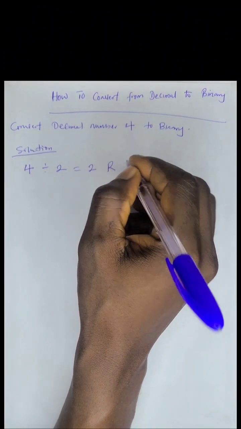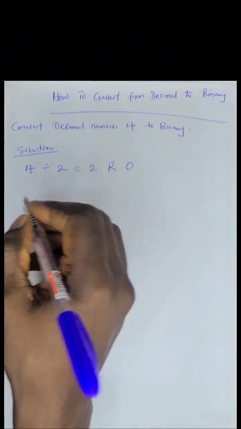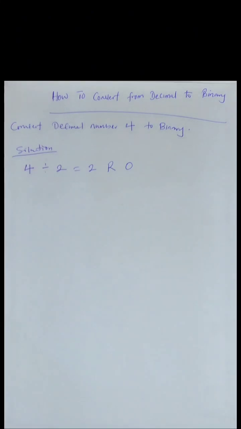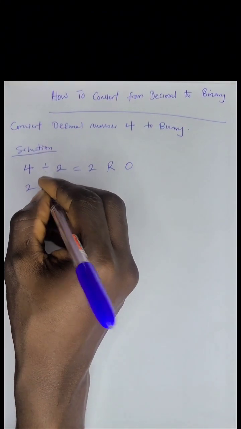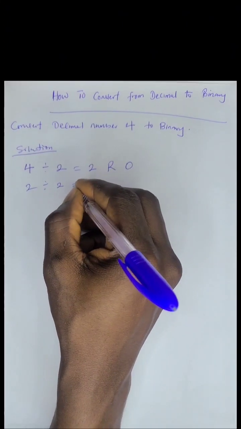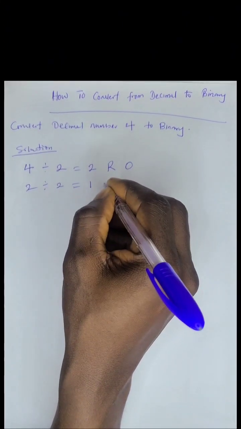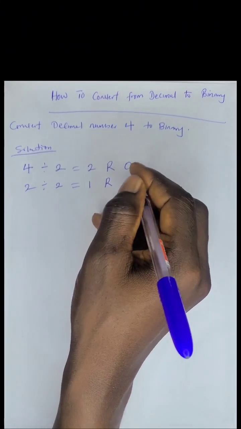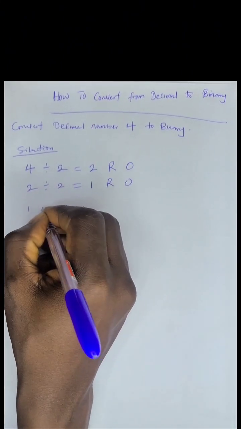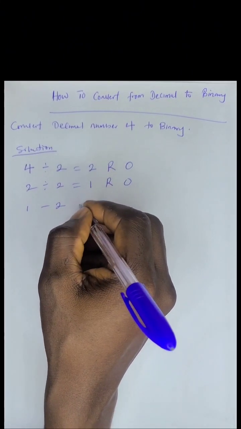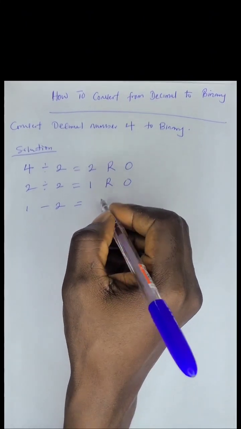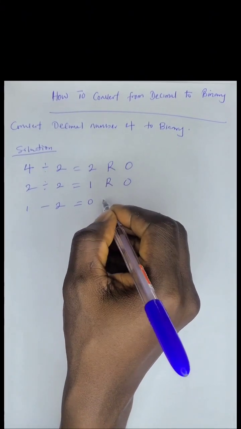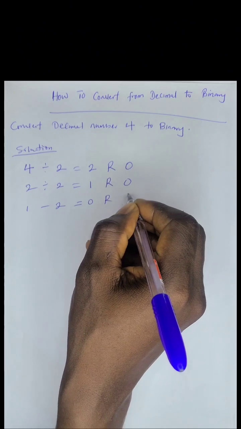Remainder 0. Two divided by 2 will give us 1. Remainder 0. 1 divided by 2 will give us 0. Remainder 1.